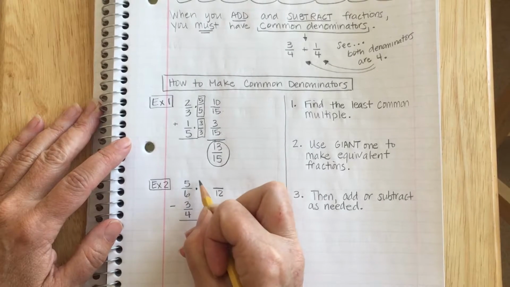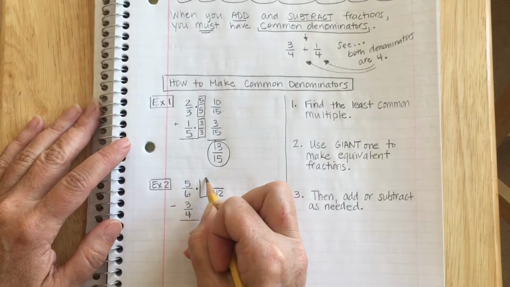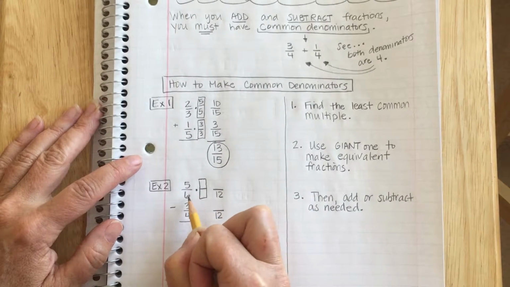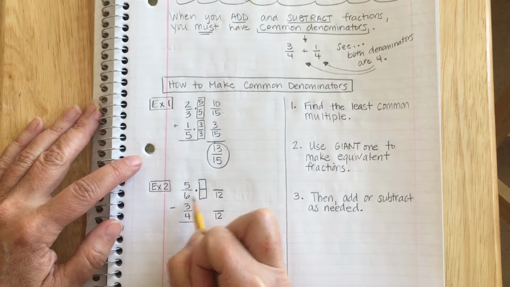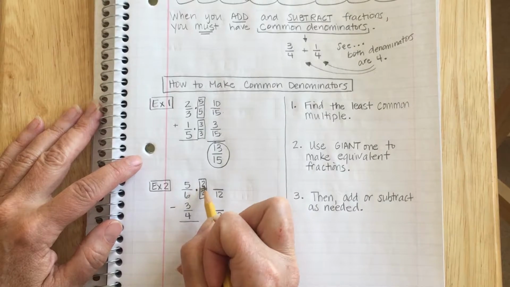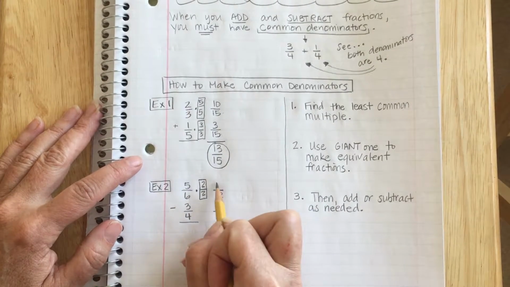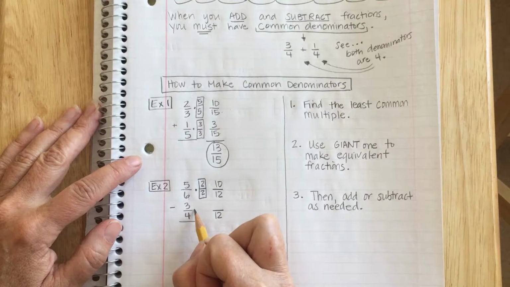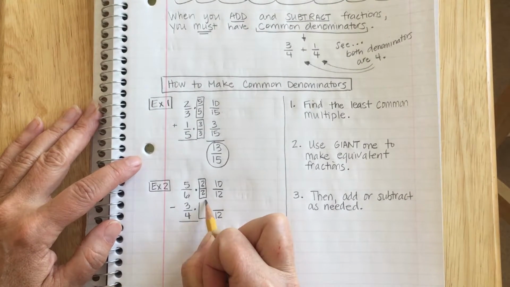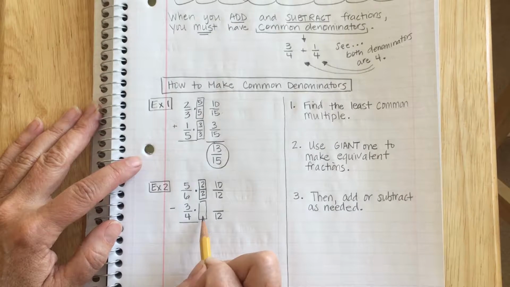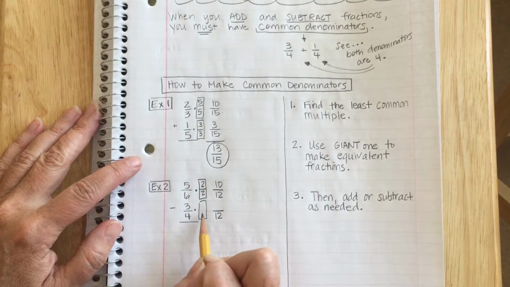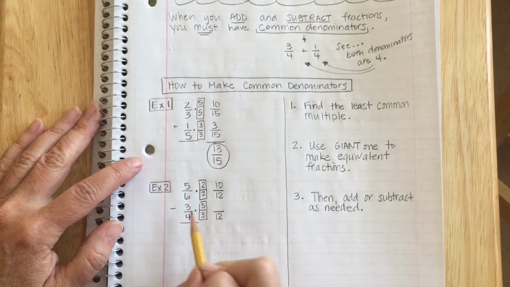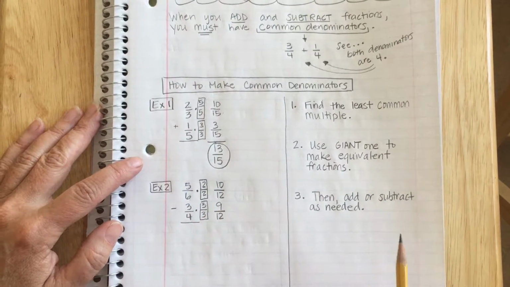And now what do I need to do to 5/6 in order to turn it into something 12th? I need to multiply by my giant 1. In order to get from 6 to 12, I know I need to multiply by 2. So that means I need to go 5 times 2 to get my equivalent fraction. For 3/4, my giant 1 is going to be, let's see, 4 times what is 12? 4 times 3 is 12. That means I need to use a giant 1. 3 times 3 is 9.